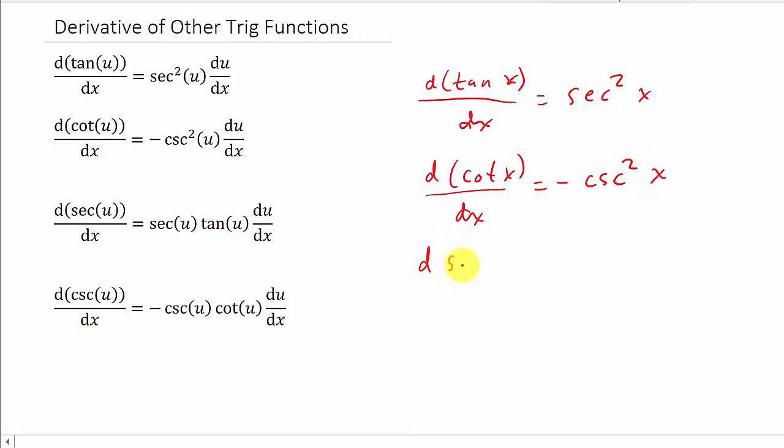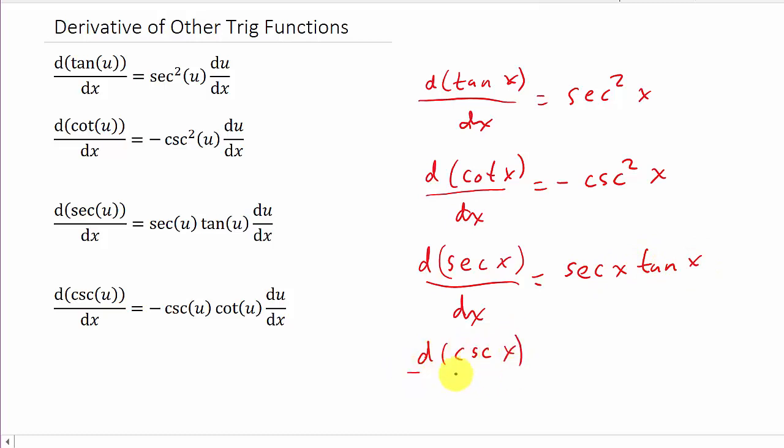and the derivative of secant x with respect to x is equal to secant x tangent x, and then the derivative of cosecant x with respect to x is equal to negative cosecant x cotangent x. Okay, these are the formulas for when you're taking just the derivative of tangent x, cotangent x, secant x, or cosecant x.